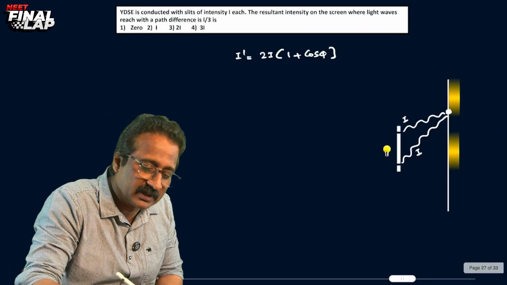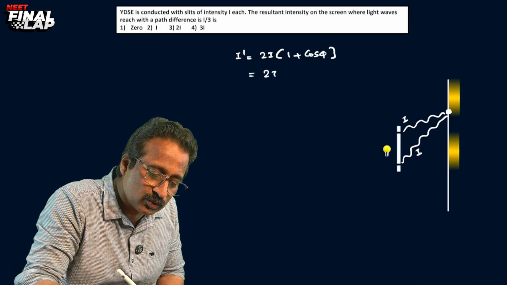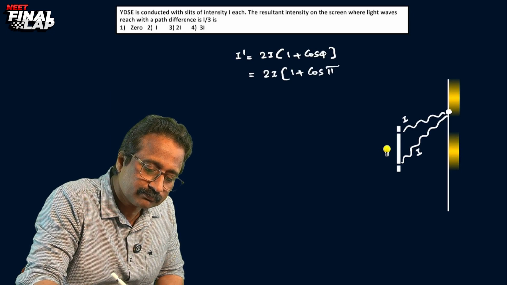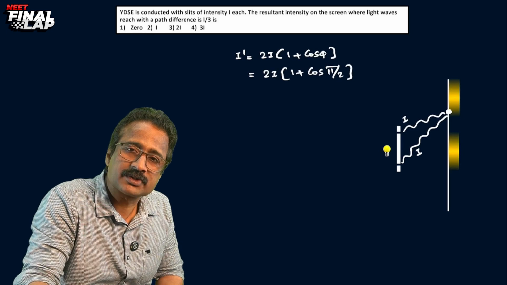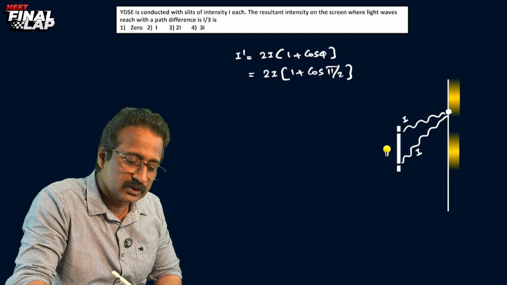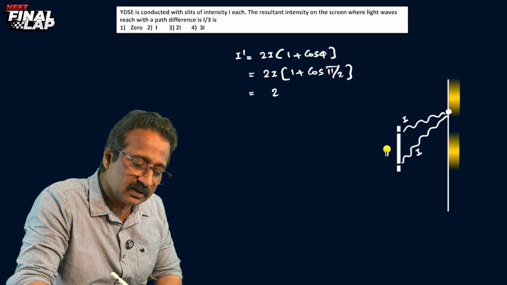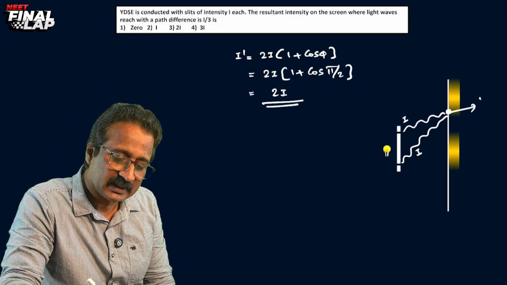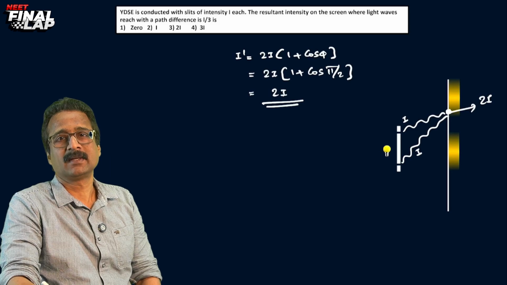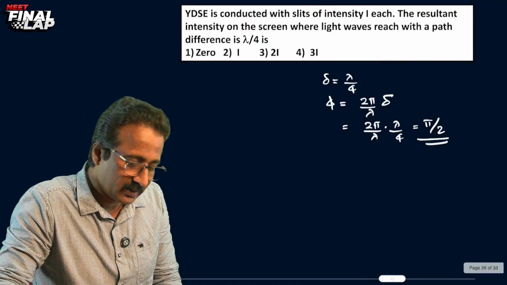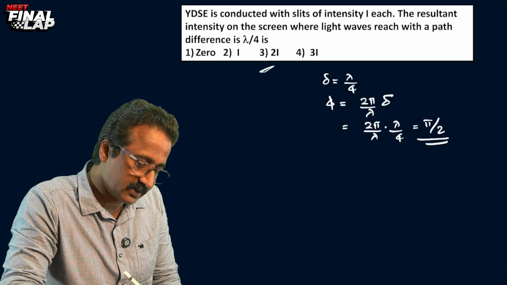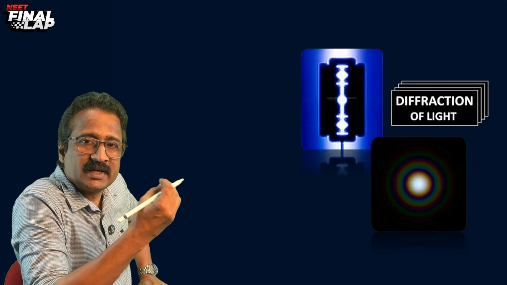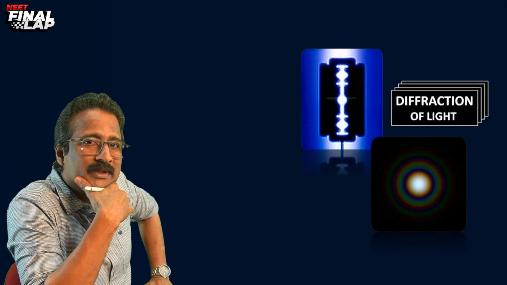Now putting the value of pi by 2 in our expression, it is 2I into 1 plus cos of pi by 2. Cos pi by 2 is cos 90, which is 0. Cos 90 is 0 means it is 2I into 1 plus 0. That gives you 2I. So the resultant intensity at this place is 2I, which is option 3.